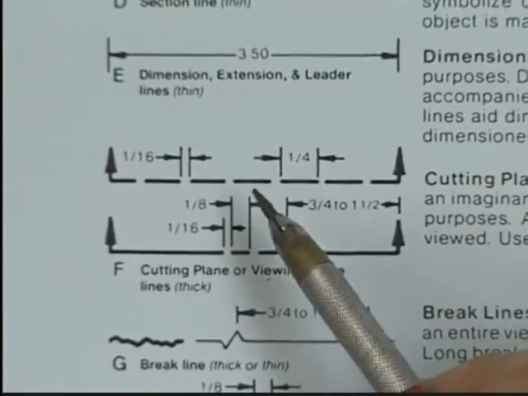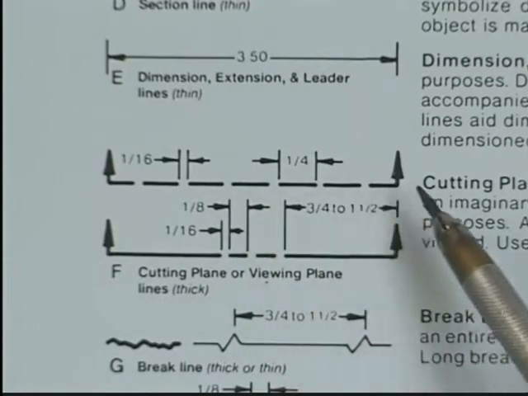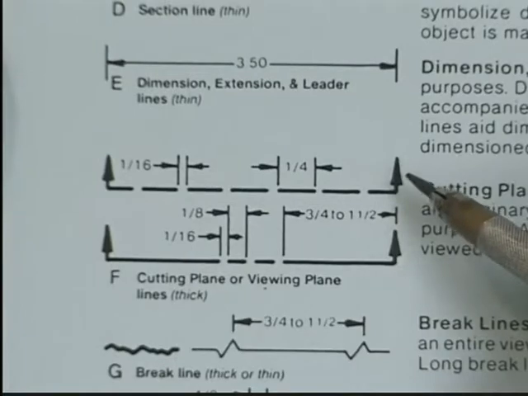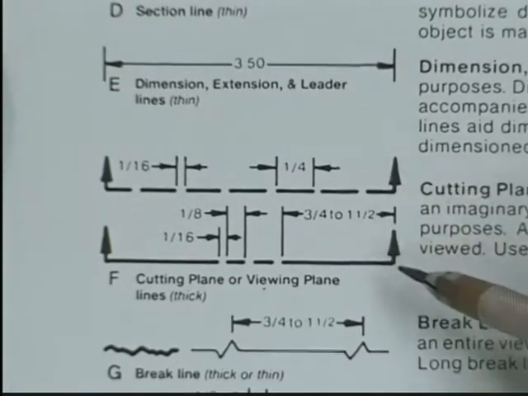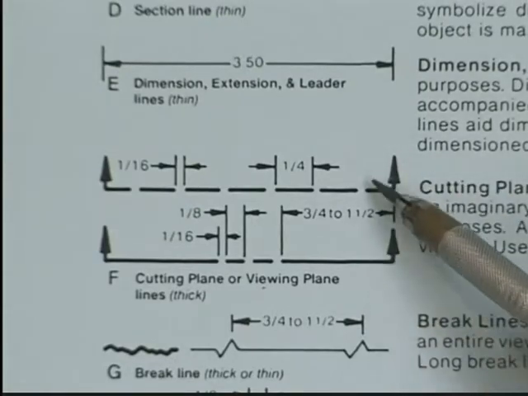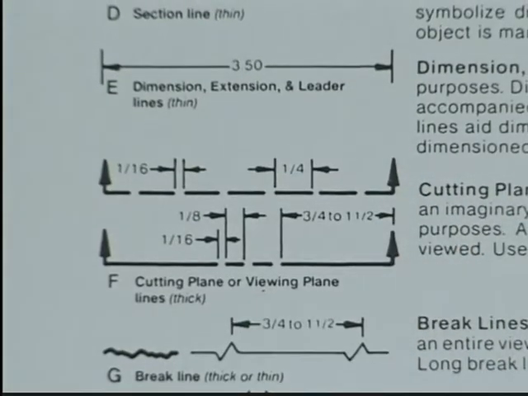Now, if we have a shorter cut to make, we might just use a series of long dashes. And in both cases, the short cutting plane and the long cutting plane, we put a little angle there and add the arrows. And these cutting plane lines are thick.